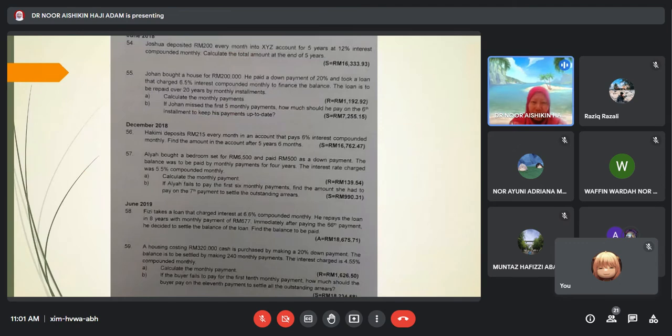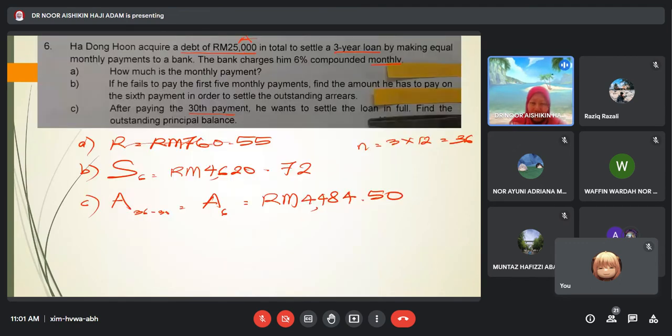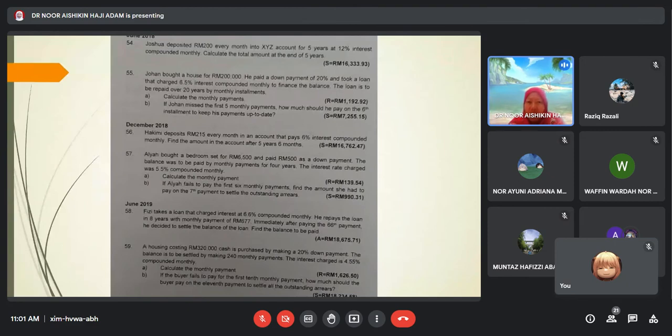Baik. Kalau you dah faham mana S, mana A, mana R, how to identify whether you have compound interest sahaja ke ataupun annuity, you boleh buat semua soalan ni.